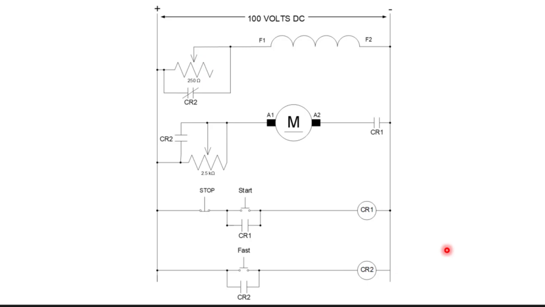Now, we haven't talked much about this at this point, but I'm going to bring this to you now. It's a little bit counterintuitive, but the stronger the field, the slower the motor runs. And if we reduce the field strength, then the motor will start to increase speed.